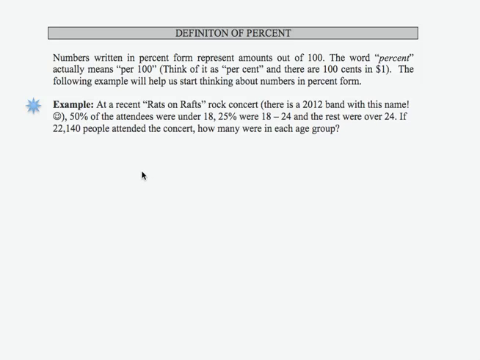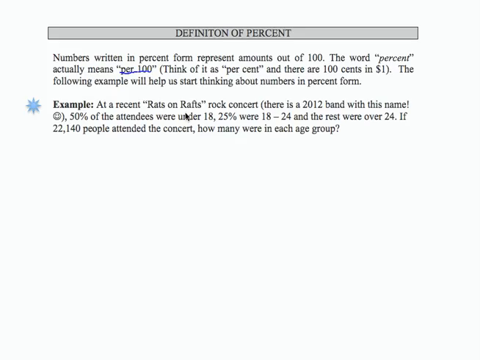I'd like to use this example to gain some understanding of the meaning of the word percent. Now, percent actually means per 100 or out of 100. So let's think of it that way as we work through the information in the example.